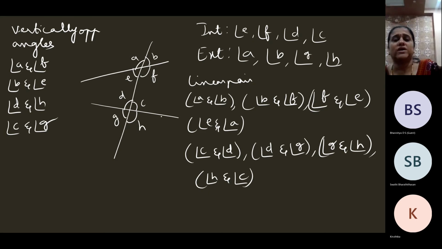Give the heading vertically opposite angles and write down for the earlier figure where we had marked numbers 1, 2, 3, 4, 5, 6, 7, 8. Please write this there. Vertically opposite angles. Continue, and write according to that figure the vertically opposite angles formed.